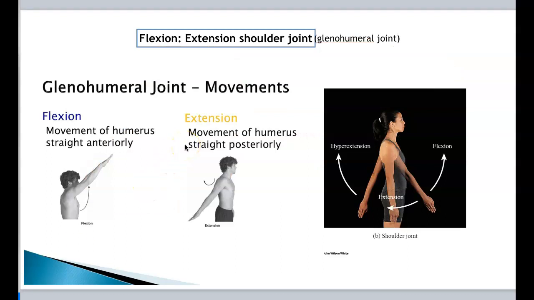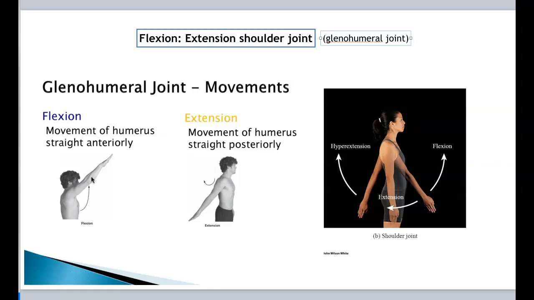Now, when we get to the shoulder, we're talking about the glenohumeral joint. So we're talking about the glenoid fossa and the head of the humerus. That is the shoulder joint. Flexion is a forward movement in the sagittal plane. So if you are sitting down, just move your arm straight forward in front of you. The action at that shoulder joint is flexion. If you go back to the anatomical position, you're going back into extension.